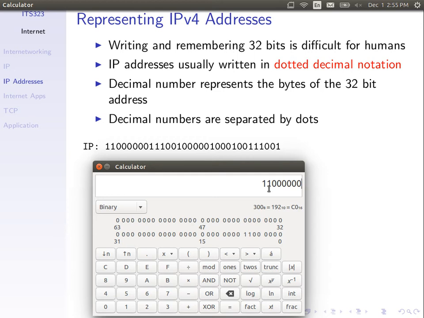And then you just do the next 8 bits. 1, 2, 3. Two, two, eight. 2, 2, 8. Okay. And the next one? 17. It's hard to make sure you line them up correctly. 17 and the last 8 bits.